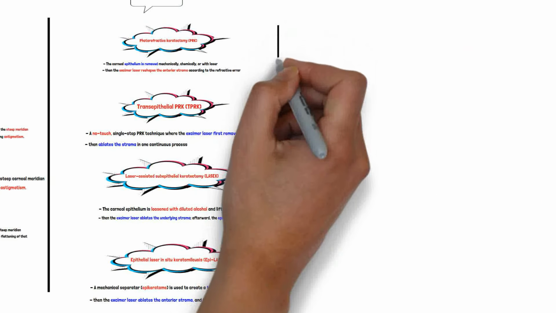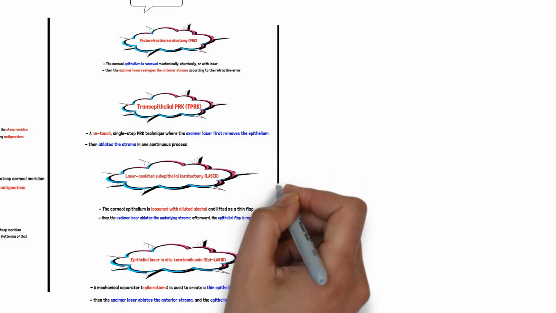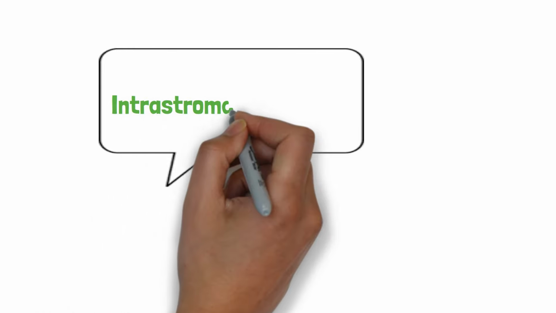Collectively, these surface procedures remain valuable options, especially for patients where corneal thickness or occupational factors make flap creation undesirable. 3. Intrastromal procedures. Moving deeper, the intrastromal procedures represent the next generation of corneal refractive surgery, combining the precision of femtosecond technology with the accuracy of excimer laser ablation.